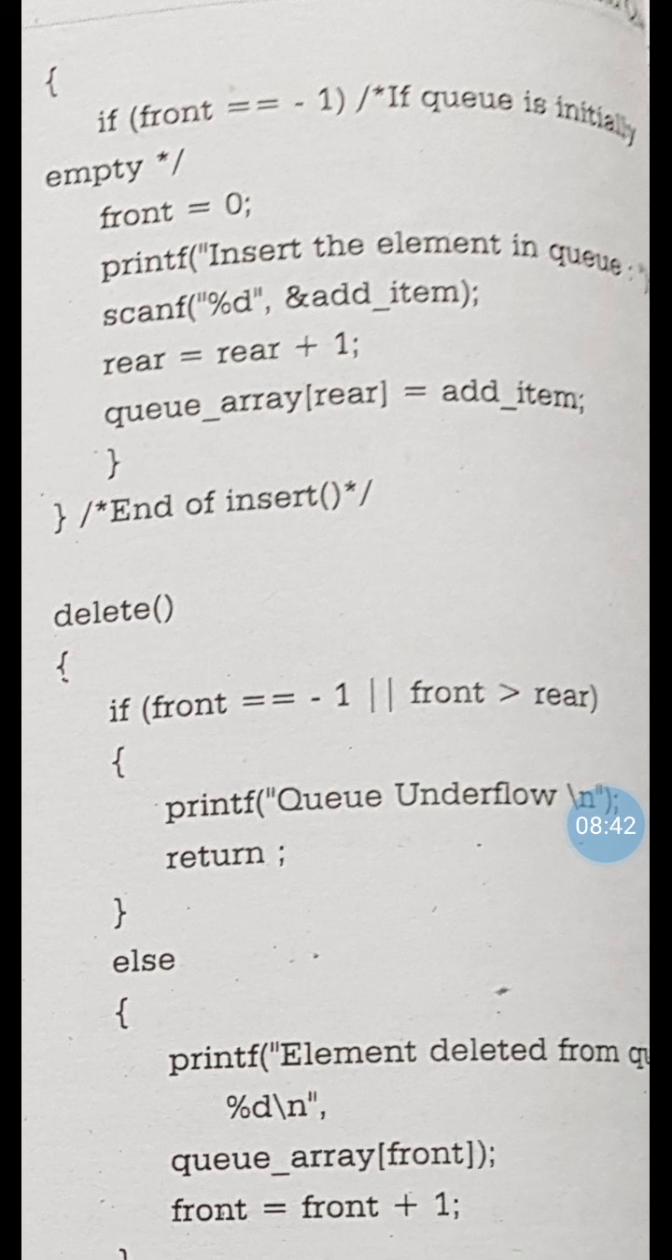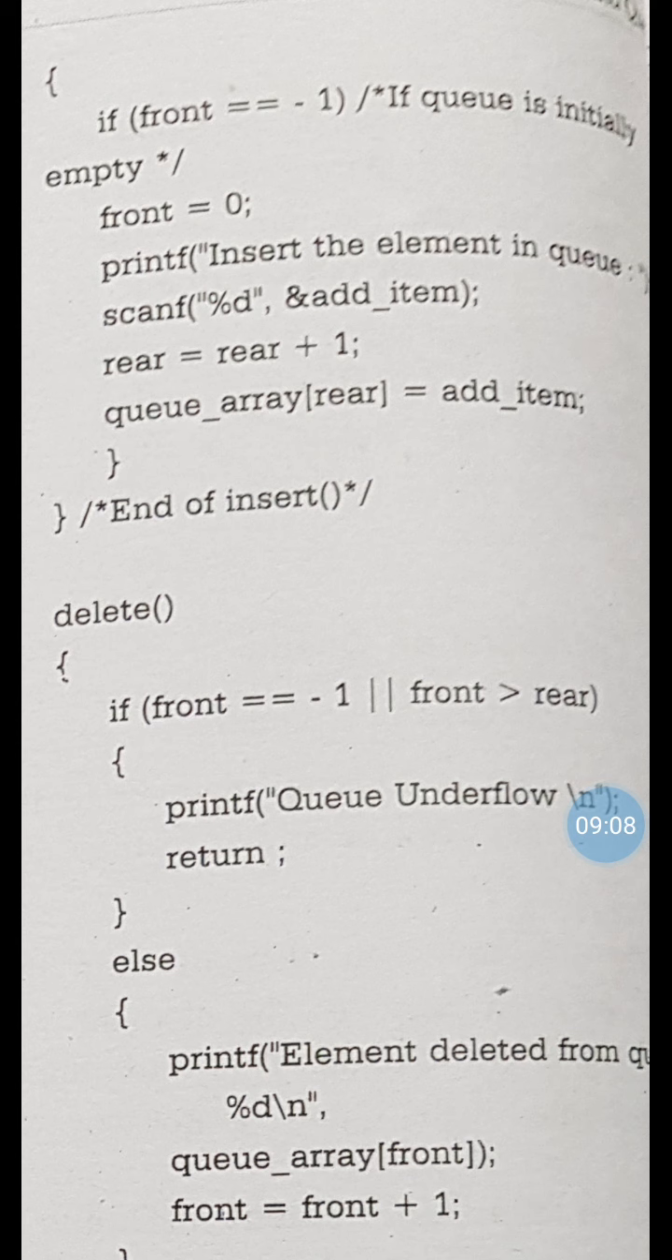Then the user will enter any one key or any one value which must be scanned. So there is a statement like scan a percentage d, add item, and I repeated it multiple times. In the case of addition, just as in a stack you increment the top, in a queue we are going to increment the rear pointer. So rear equal to rear plus 1.